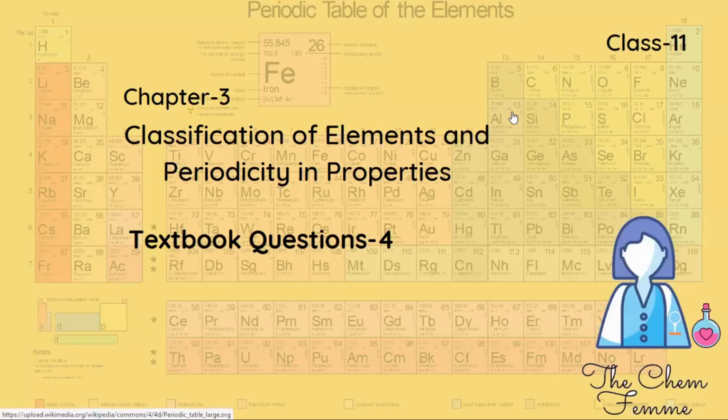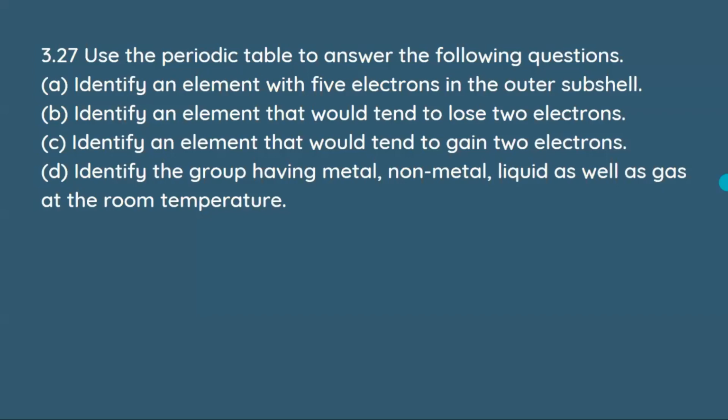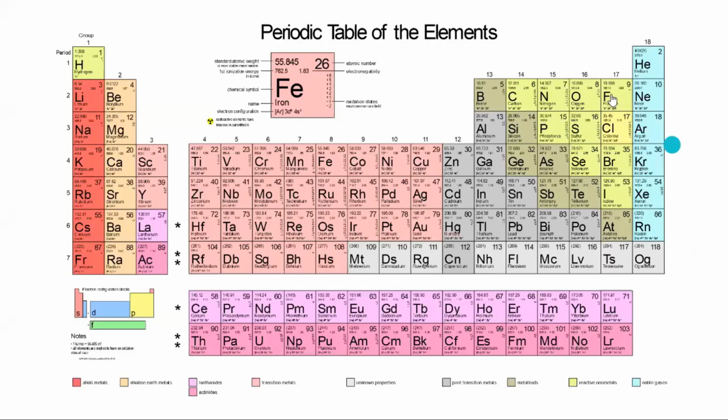We are continuing with the textbook exercises. Question number 27. Use the periodic table to answer the following. Identify an element with 5 electrons in the outer subshell. So the elements in the P block, in group 17, have 5 electrons in the P subshell. That is 2p5, 3p5, 4p5, 5p5. So all these elements have 5 electrons in this outermost subshell. So any one of these elements will count.